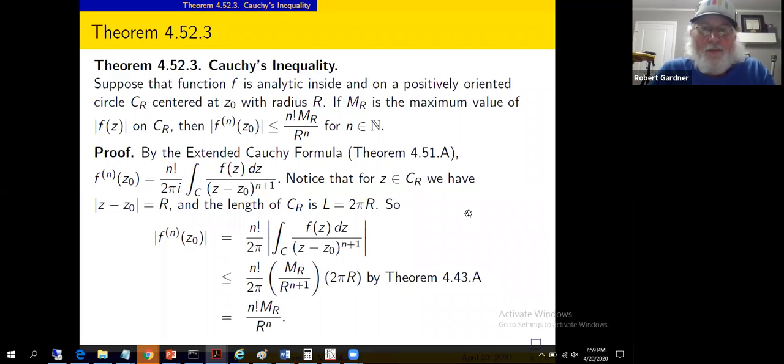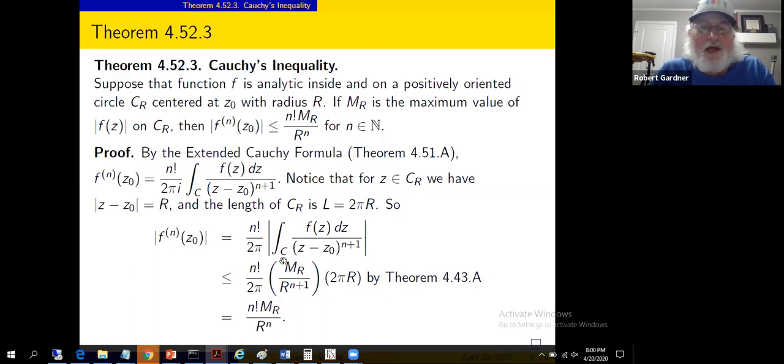All right. Well, we know that the function itself is bounded by M sub r. Don't know where that bound came from beyond hypotheses. That would be something we would have to find. So if we take moduli of both sides, we'll get an equality like this. The n factorial over 2 pi is real, so we can bring that outside the modulus, positive and real. How big is f of z? M sub r. How big is z minus z sub 0?